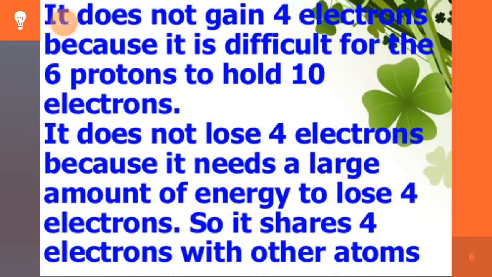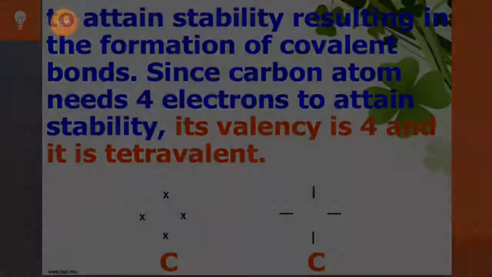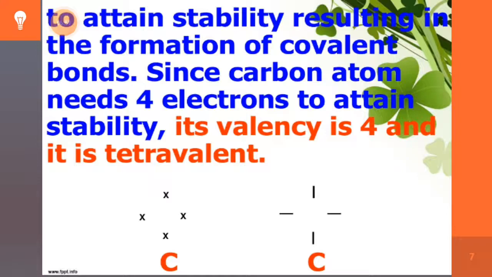Now let's discuss losing 4 electrons. Carbon atom does not lose 4 electrons because it needs a large amount of energy to lose 4 electrons. So the second condition also gets ruled out. So we are left with the third condition, that the carbon atom shares 4 electrons with other atoms to attain stability, resulting in the formation of covalent bonds.